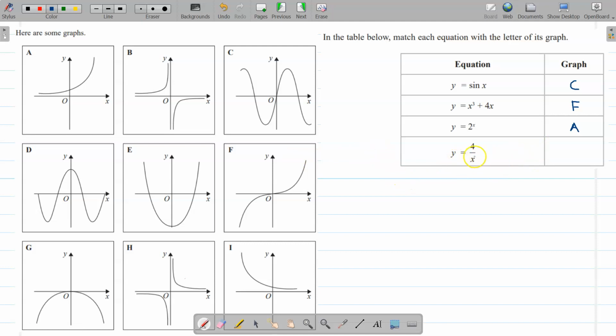And finally, this is a reciprocal graph. Okay, as x gets very big, y gets close to 0, and as x gets very small or close to 0, y gets towards infinity. It's this one here, because the same happens in the negative quadrant here. Okay, so it's graph H.